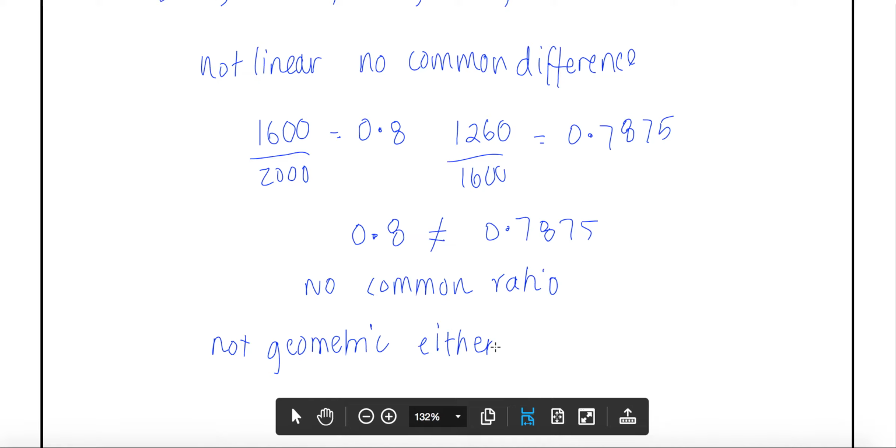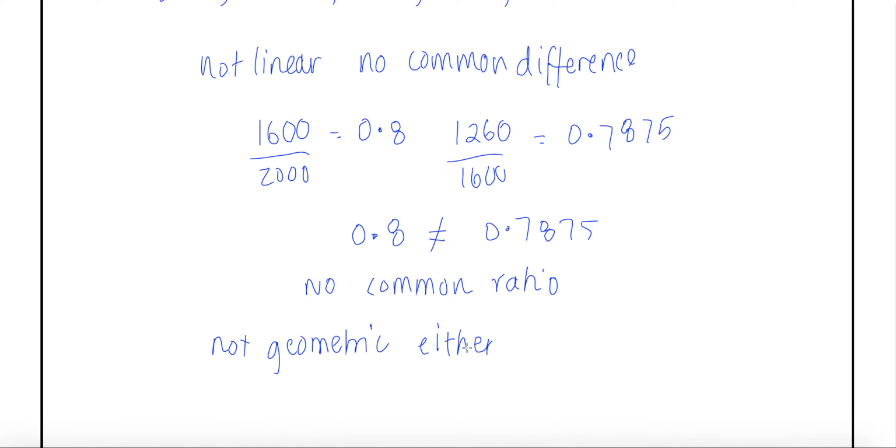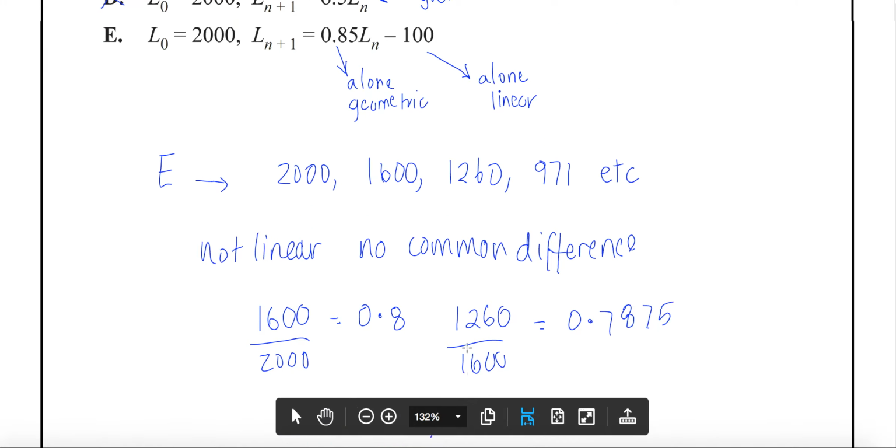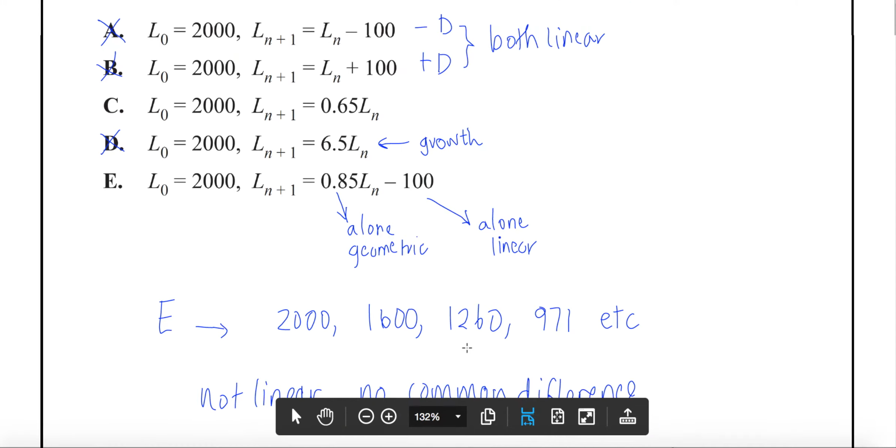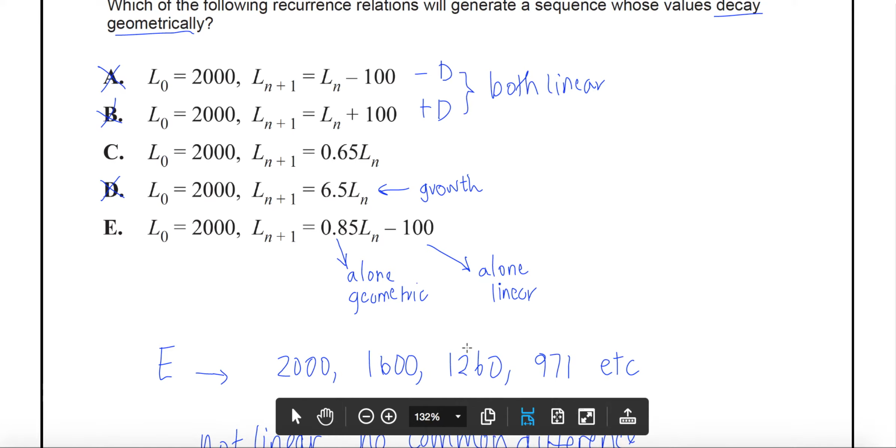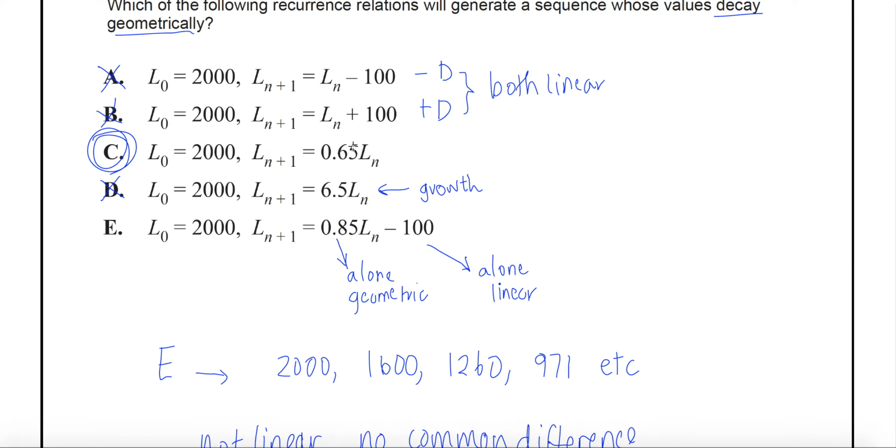So that's just a little bit of an explanation, I guess, or an example for you to see how this sequence here doesn't give us geometric or linear growth, because we're actually doing two things with the numbers. Our answer is C. Our 0.65, that's clearly decaying. We're multiplying by something less than 1.